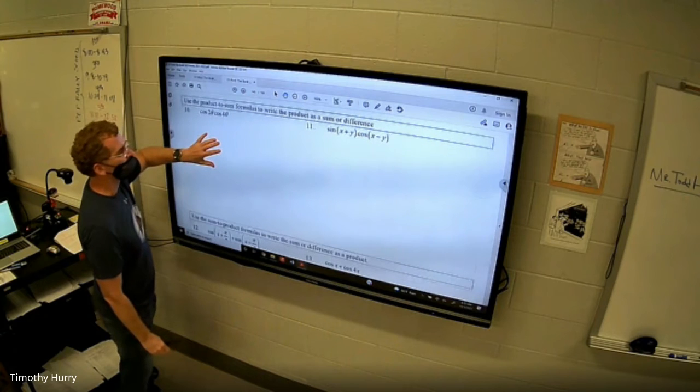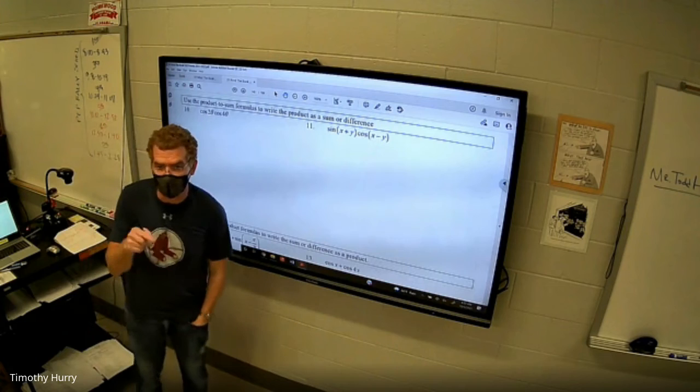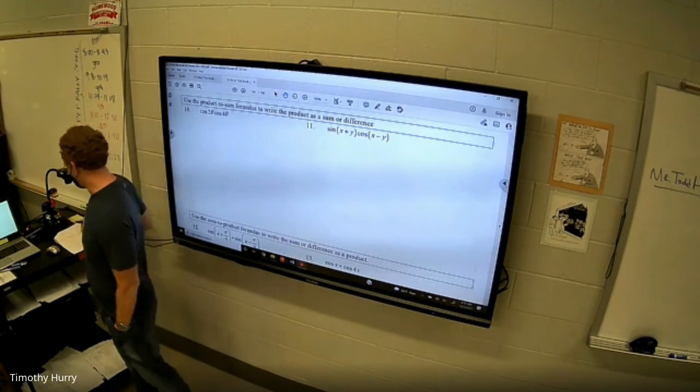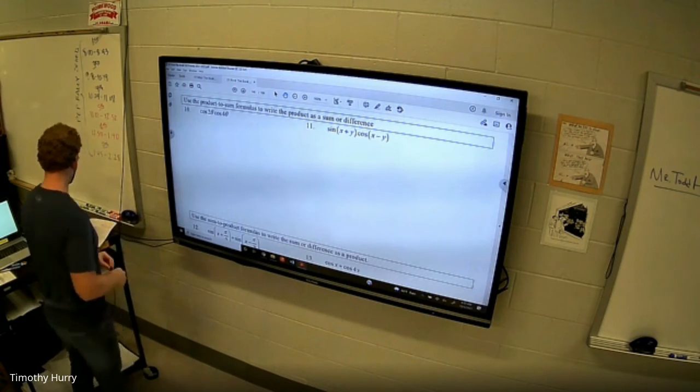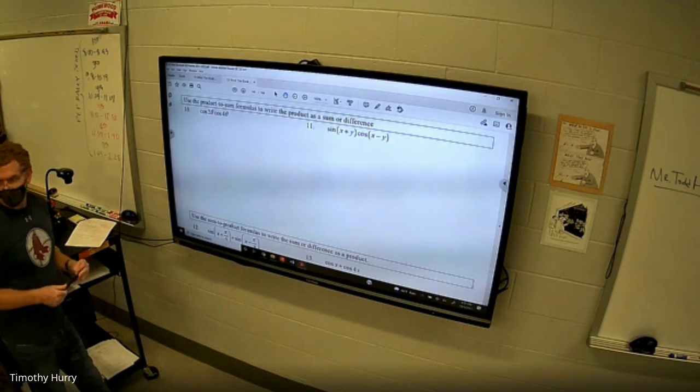Product to sum, to write this product as a sum or a difference. This is something on your quiz on Friday. So what about power to sum? I thought this was on this Thursday. But it says, Thursday is just going to be half angles, double angles, and what? Triple angles? Oh.